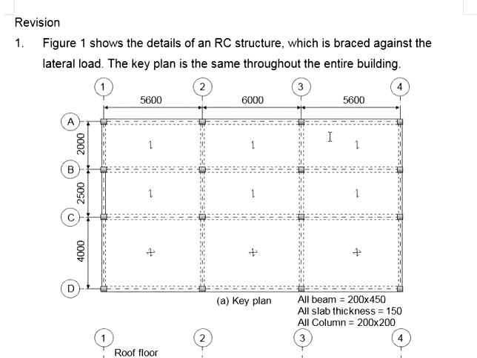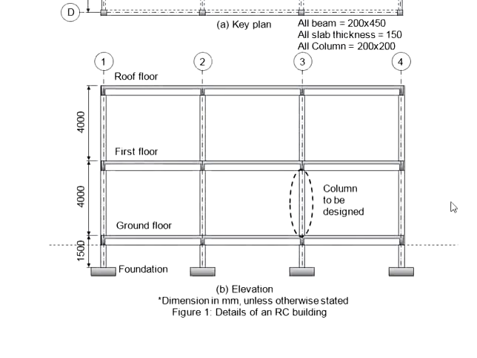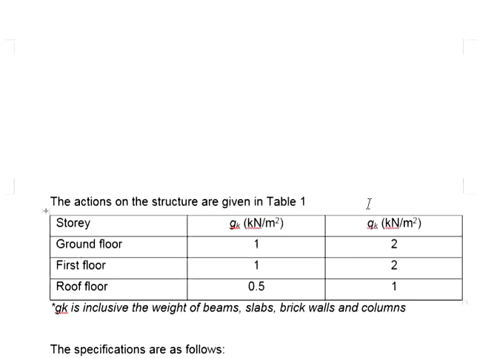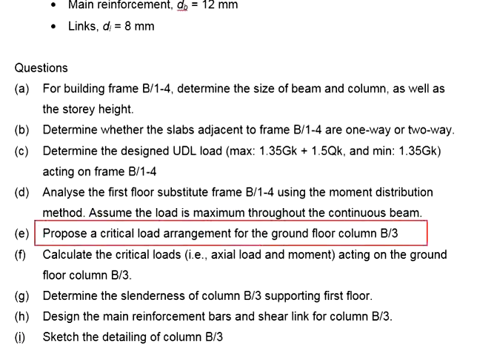Refer to the key plan. B3 means this column. It is an internal column. Now if you refer to the elevations, this will be the ground floor column of B3. This represents the ground floor. The ground floor column will carry the loads on top of it. Coming back to the question, it asks you to propose a critical load arrangement for the ground floor column.